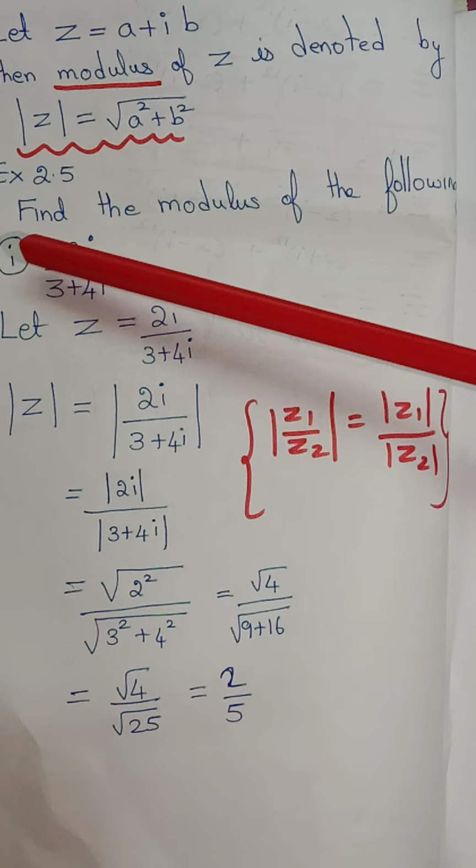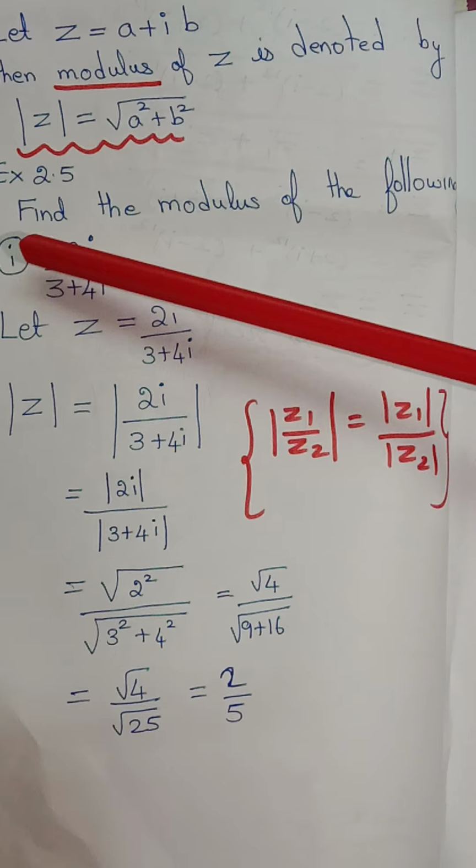Let z is equal to a plus ib. Now the modulus of z is denoted by modulus of z, and it is equal to the square root of real number square plus imaginary number square. So this is the way we will be finding the modulus of a complex number. What is the formula to find the modulus of a complex number? Square root of real number square plus imaginary number square.